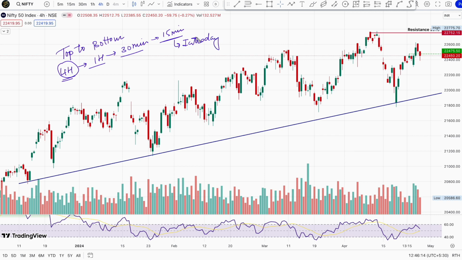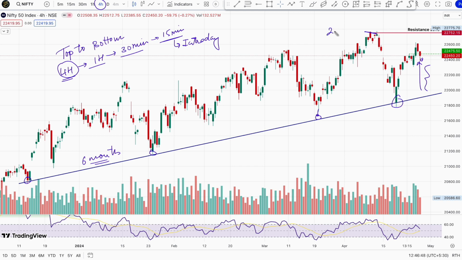Okay, so this will be our motive. Now if we look into the 4 hour time frame, we can see this trend line which has been providing really good support throughout the past 6 months. Right now the market is very far from it, so we need not worry about this zone for now.